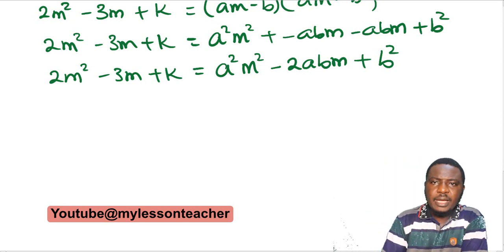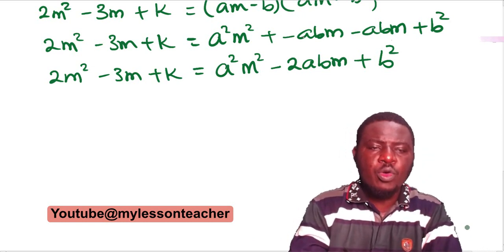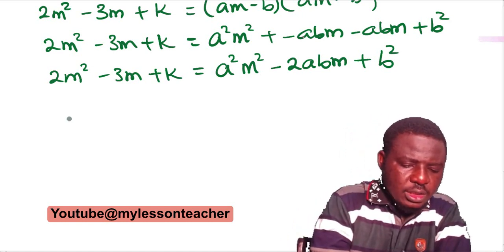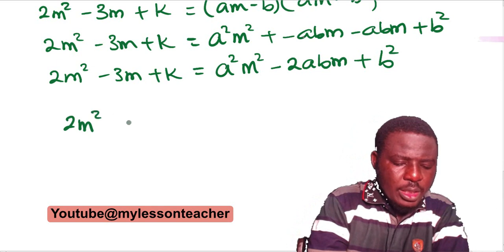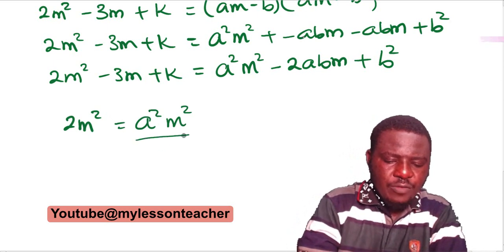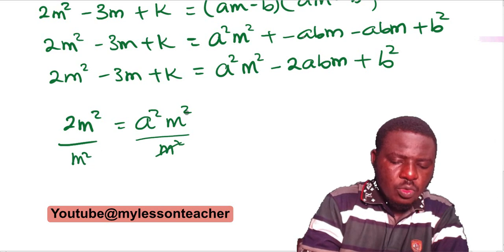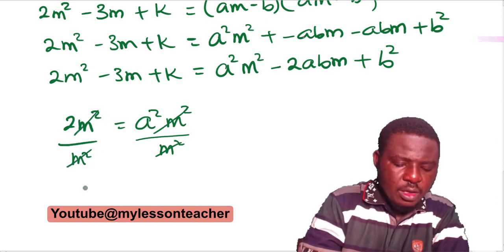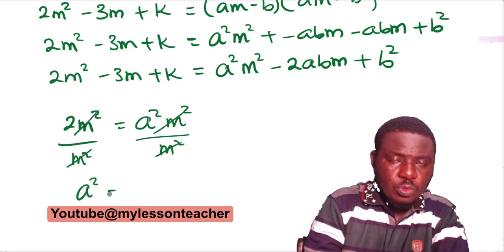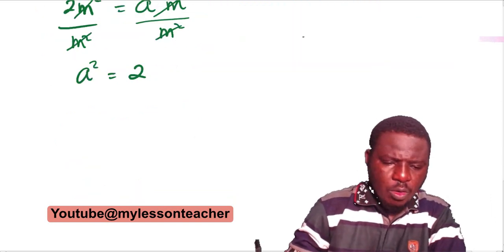Let's compare the coefficients. By comparing coefficients, we have it that 2m squared is equal to a squared m squared. Now when you divide both sides by m squared, you have a squared to be equal to 2. Let's leave it at that.